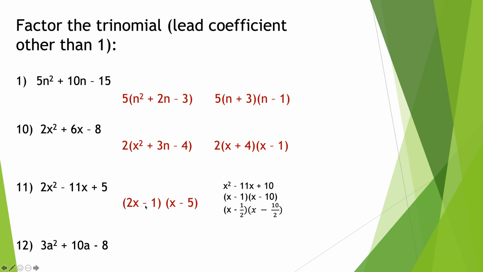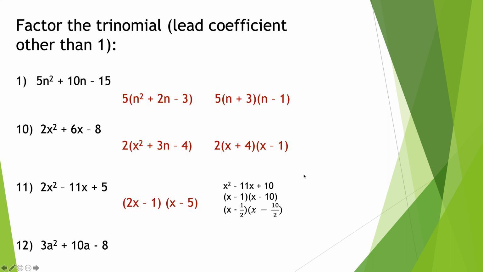And if you do a quick mental check multiplying back, you'll see that it works. 2x times x is 2x squared. 2x times negative 5 is negative 10x. Negative 1 times x is negative 1x. Negative 10x and negative 1x add up to negative 11x. And negative 1 times negative 5 is positive 5. You try number 12. We'll go over that one in just a moment.